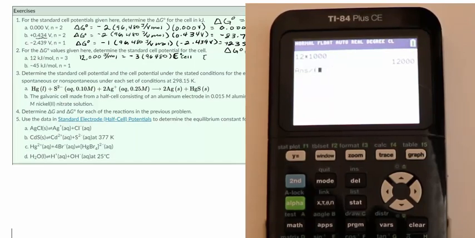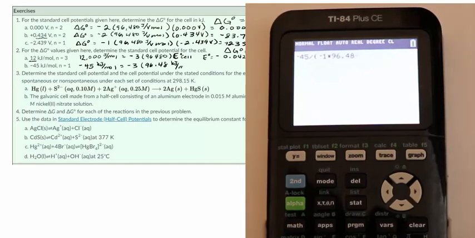So solving for E naught of the cell, I get an E naught of negative 0.042 volts. I use 2 significant digits in order to report this because I was given 2 significant digits in my delta G value. Now this time I'm going to convert my Faraday. Still solve for the E naught of the cell. And I get a value, this time it's positive, 0.466 volts.